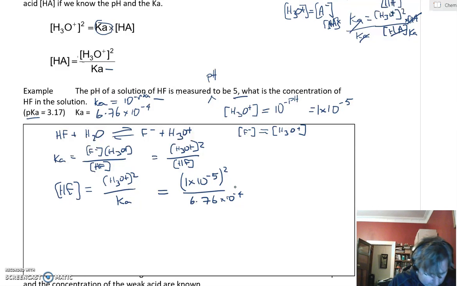So let's just do this on the calculator. Divide 6.76 exponential negative 4, equals. I don't have this in standard form. So the answer is 1.48 times 10 to the negative 7. Where's that?